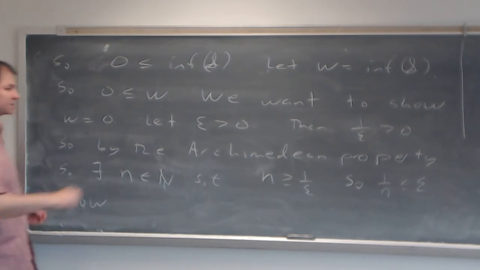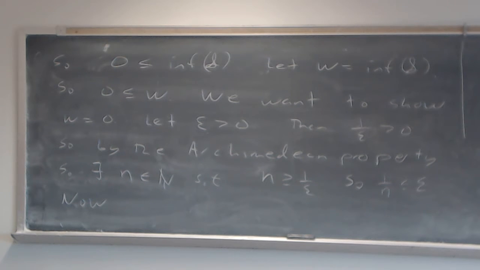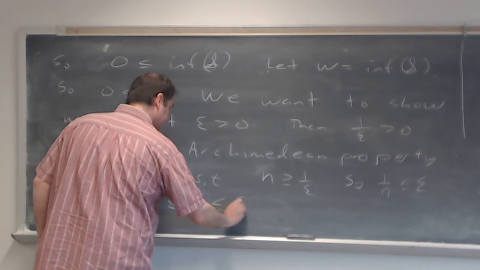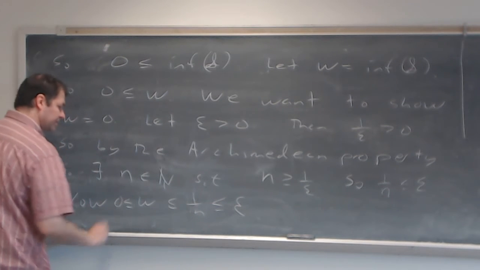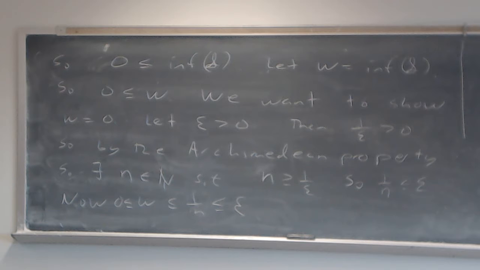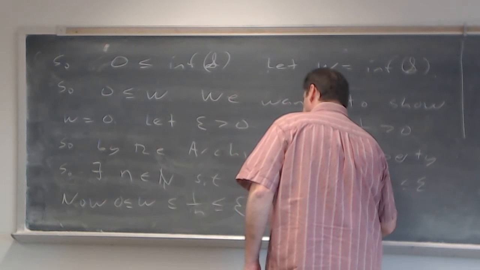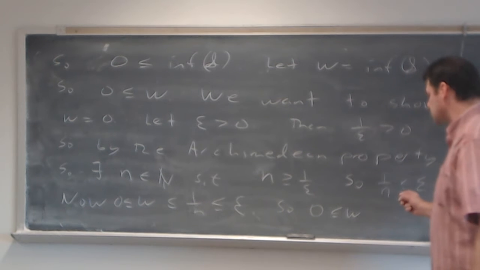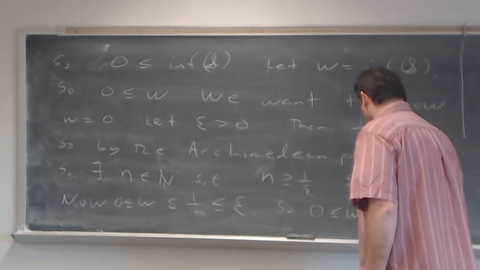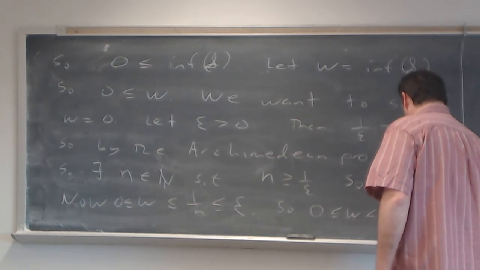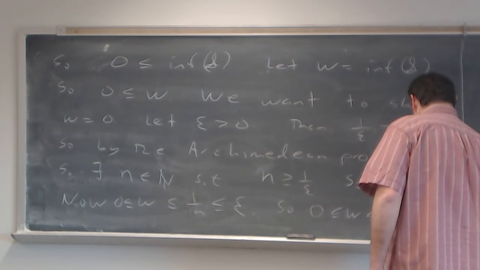Now, what do you know about W, the infimum of S? Well, 1 over n is in S. So what do you know about W in comparison to 1 over n? That's right. W is going to be less than or equal to 1 over n, which is less than or equal to epsilon. And of course, W we found out is greater than or equal to 0. So here's what we have. 0 is less than or equal to W, and here I can make this strictly less than epsilon, for all epsilon greater than 0.